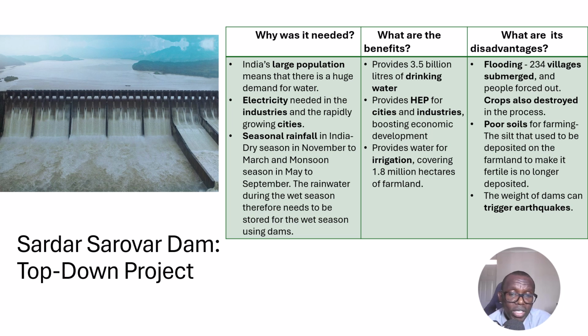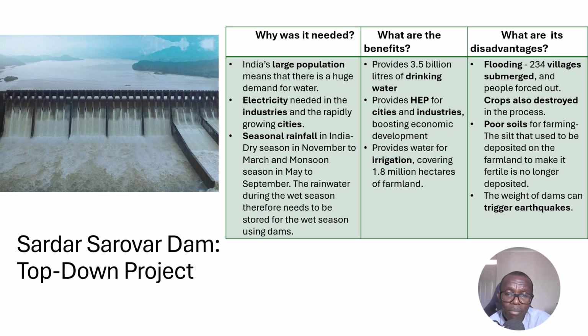Now the dam was needed obviously because India has a large population which is continuing to grow, and people need the water for their domestic use. The water is also needed to produce hydroelectric power, which can then power the industries in the rapidly growing cities. So what were the benefits of this project?